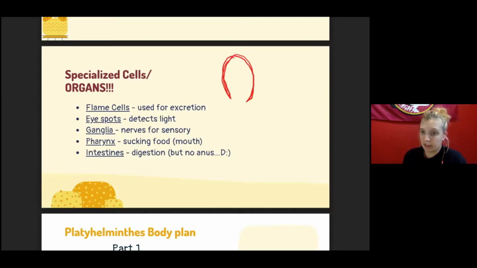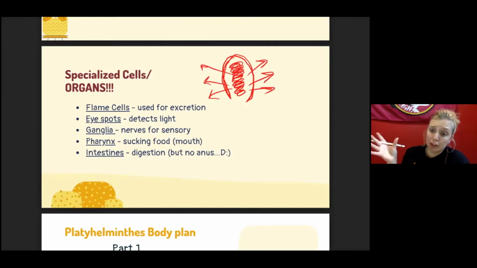So flame cells are what they use to get rid of urine. They don't call it urine, it's called urea, which is different. But it has this spinning coil inside which shoots water out, or excretions out, like water. So it's very cool. They use pressure to shoot out that water. So it's really fun, interesting, and entertaining.